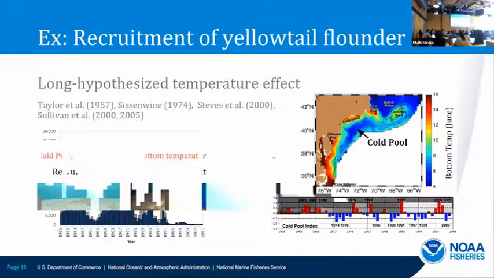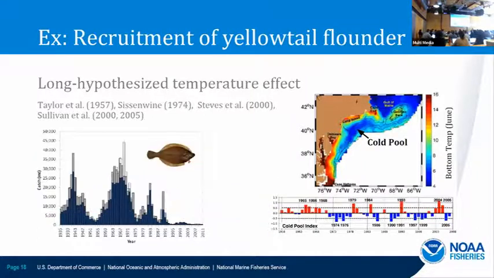That has since been refined to have a more mechanistic hypothesis that is relating the survival of one-year-olds to the extent of this cold pool that forms in the winter. So yellowtail flounder is at the southern extent of its range. So if there's more cold water available, that's generally good for their survival. And this index has varied in time.